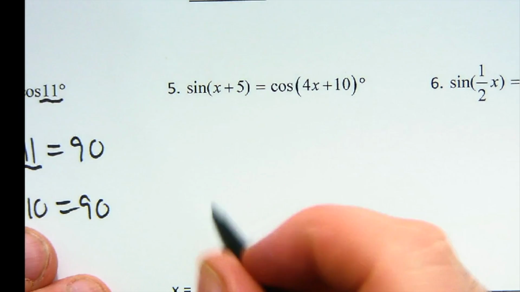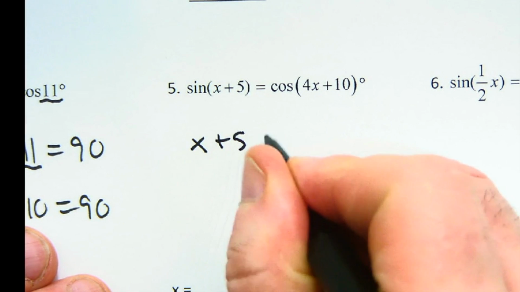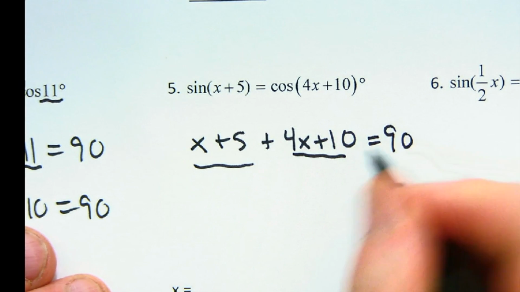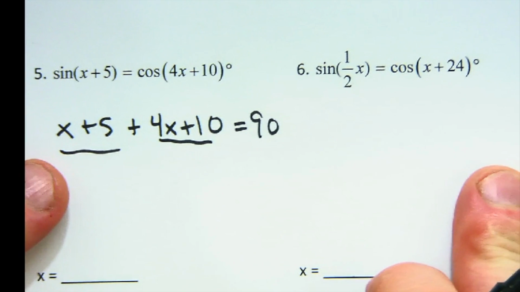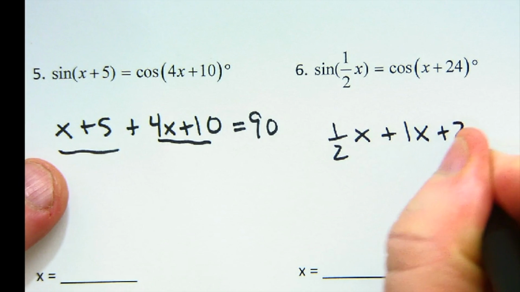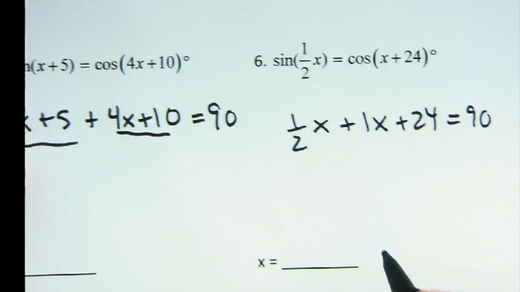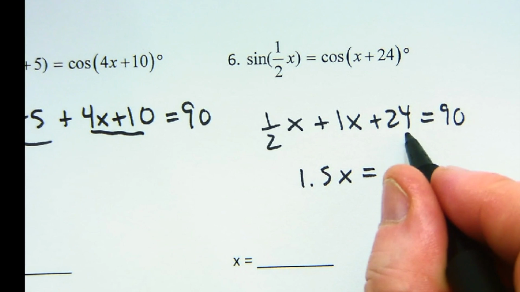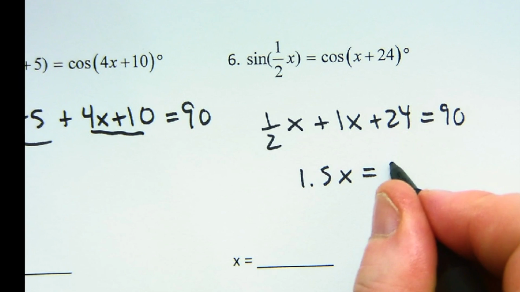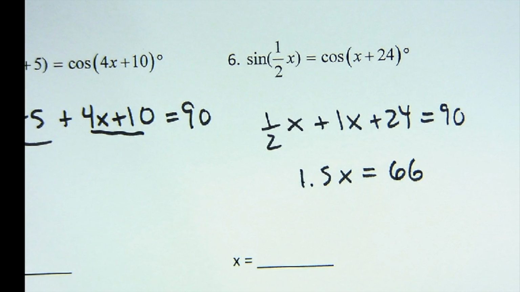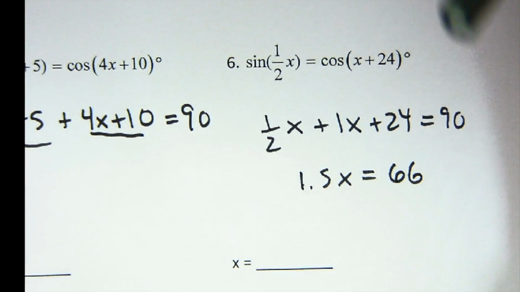And I won't do these just for sake of time, but again, x plus 5 plus 4x plus 10 equals 90, and you just work it out and solve it out. Same thing here, 1 half of x plus 1x plus 24 equals 90. You get 1 and a half x's equals 66, and then you divide 1.5 into 66, and you get your value for x. Very simple little relationship.